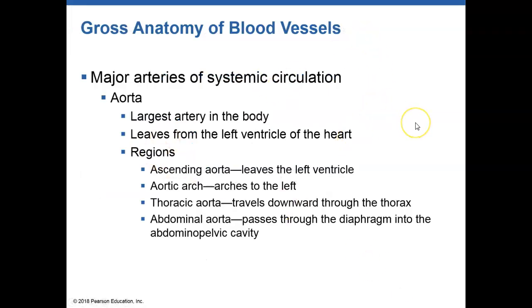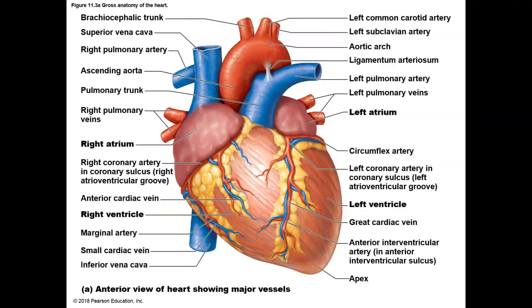So let's talk about the different arteries in the systemic circulation. The first artery that branches off the heart is the aorta. This is the largest artery of the body. And I'm going to go to the next slide so I can talk about it and you can actually see it, okay? So here you have the aorta.